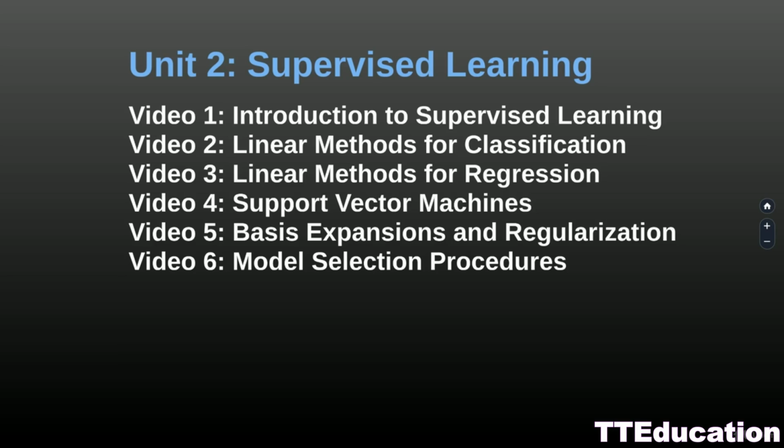The last video, video 6, is going to be probably one of the most useful videos, and we're going to talk about actual model selection procedures, how to pick bias and variance, model complexity, and what parameters you should be using in your models. So that's just a quick overview. I'm excited for all of these videos, but let's dive into video 1 right now.